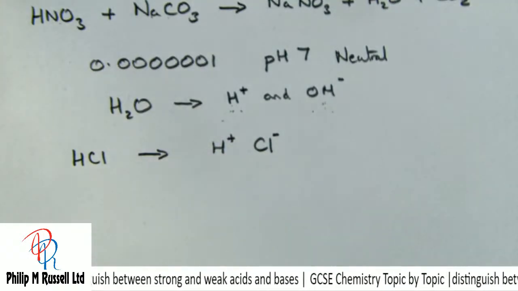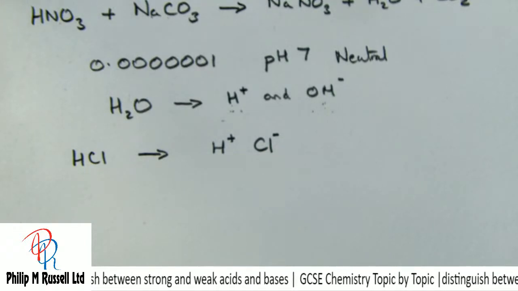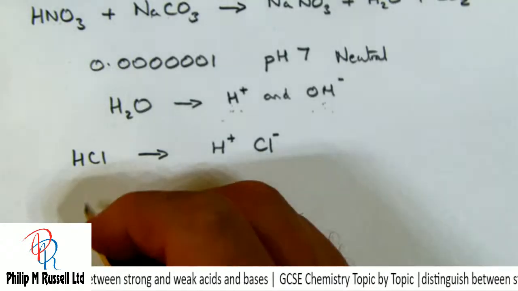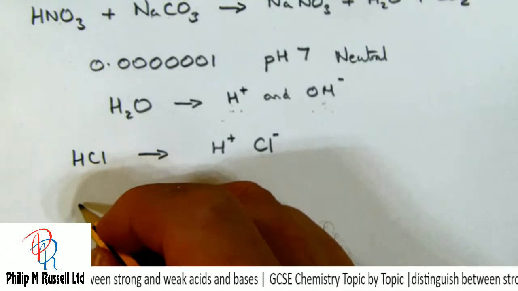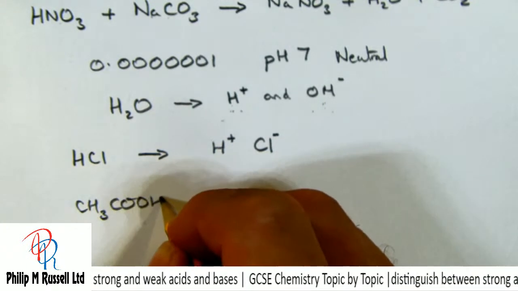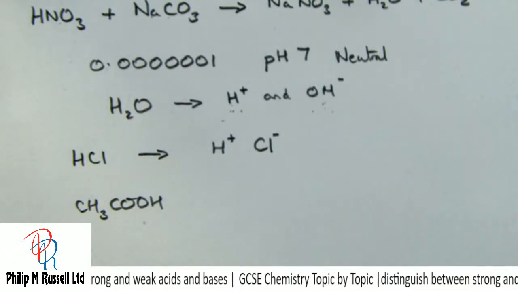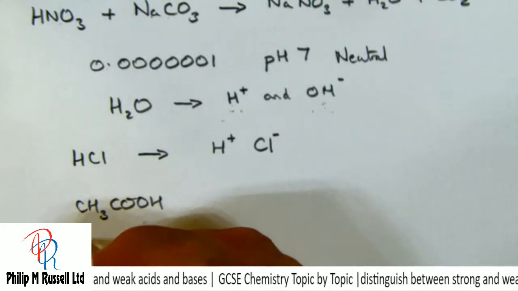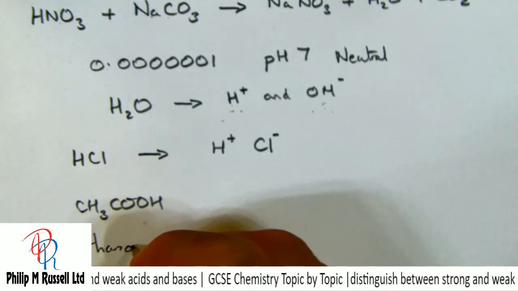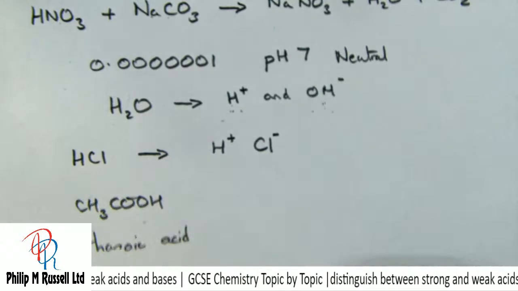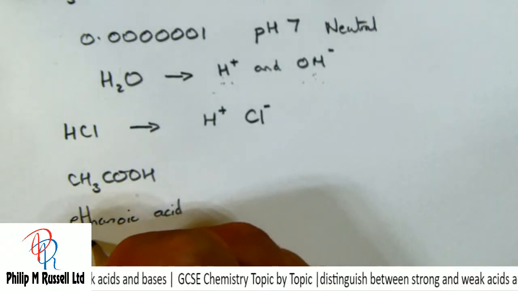But if I take a different acid, and let's now go for what I called acetic acid or ethanoic acid, and this is CH3COOH, a different type of acid. This is an organic acid, and we'll call it ethanoic acid, or if you prefer, vinegar.